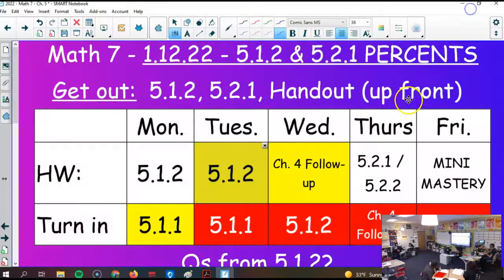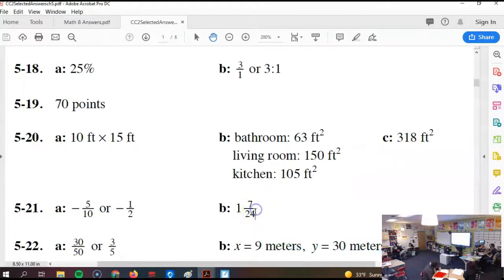I will show you the answer. So the final answer you should get when we reduce it, or when we take it to mixed form, is 1 7/24. What is it if you leave it improper? 31 over 24. So if you left it improper, it'd be 31 over 24.